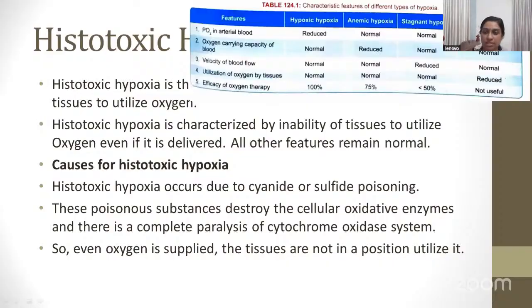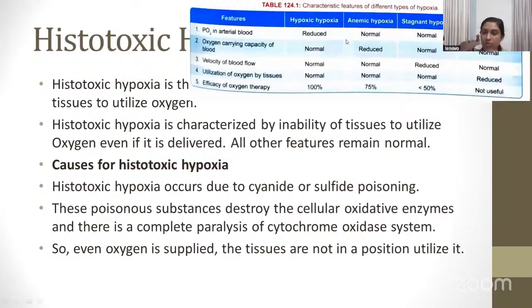So this is a table indicating the different types. In hypoxic hypoxia, only the partial pressure of oxygen in arterial blood is reduced. Rest of the things, including oxygen carrying capacity, are normal. Whereas in anemic hypoxia, the partial pressure of oxygen is normal, but the oxygen carrying capacity is reduced. Rest of the things are normal.